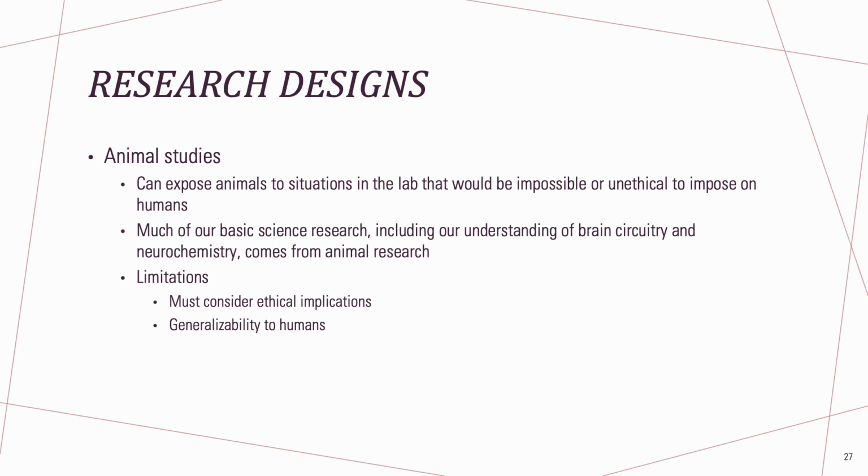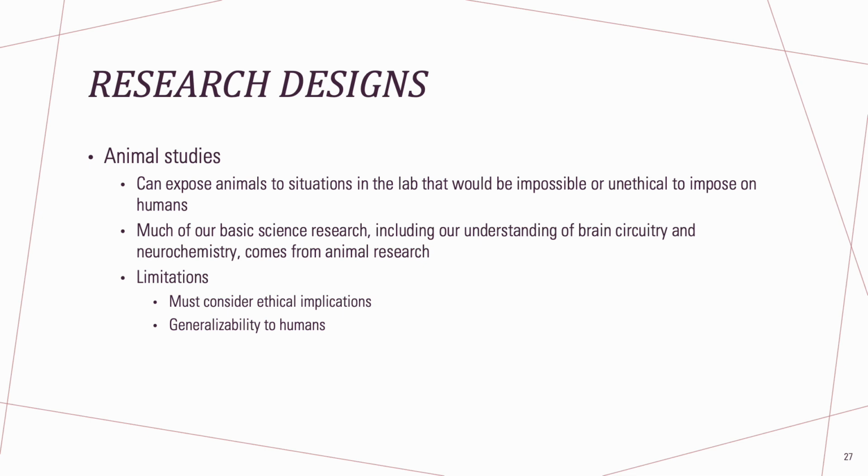So in animal studies, we can expose animals to situations in the lab that might be impossible or unethical to impose on humans. But again, there are also still ethical obligations that we have to fulfill to make sure that it's humane to animals that we are using as our subjects. And like I was just saying about the biological context, what we know is that most of our basic science research comes from animal research. So our understanding of the brain circuitry and neurochemistry started off with studying animals, right? So we were using like mice brains or what have you, and then we were able to study humans.